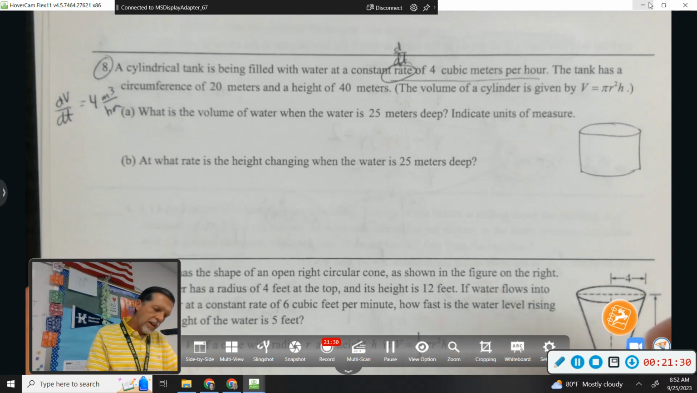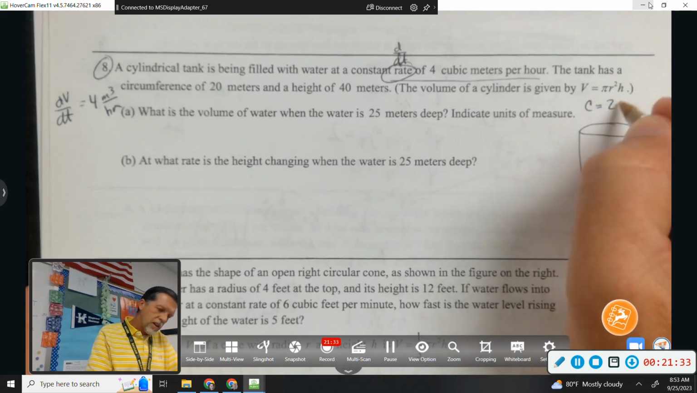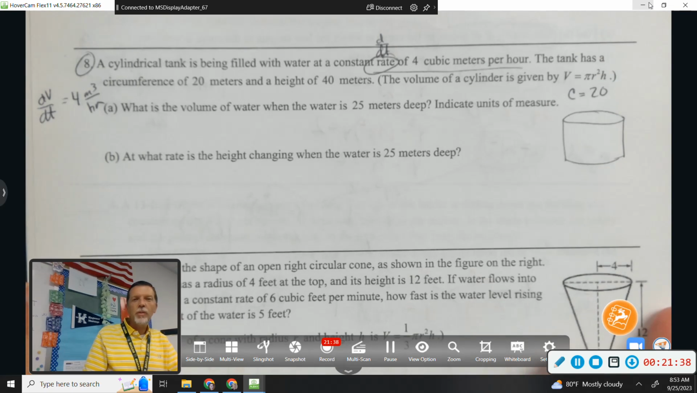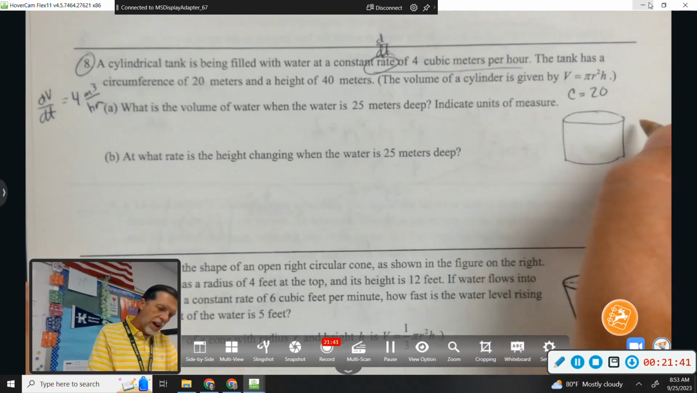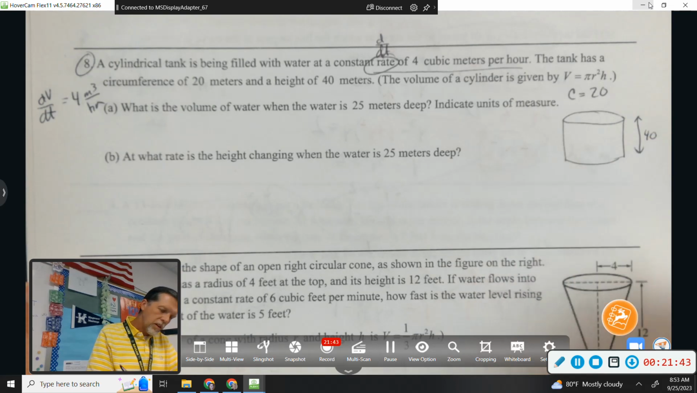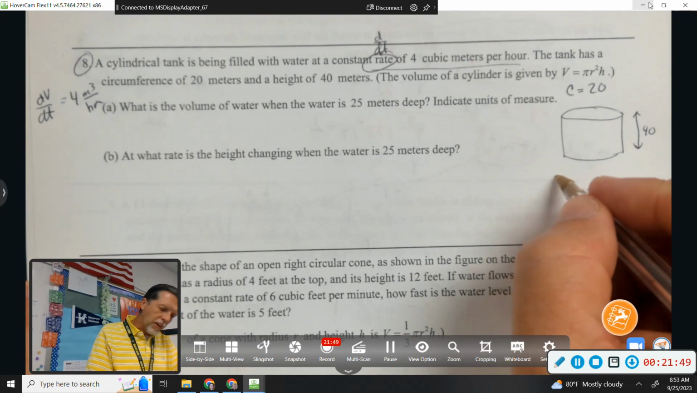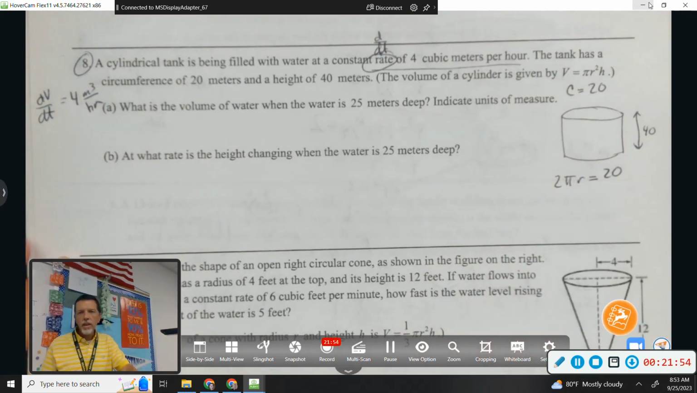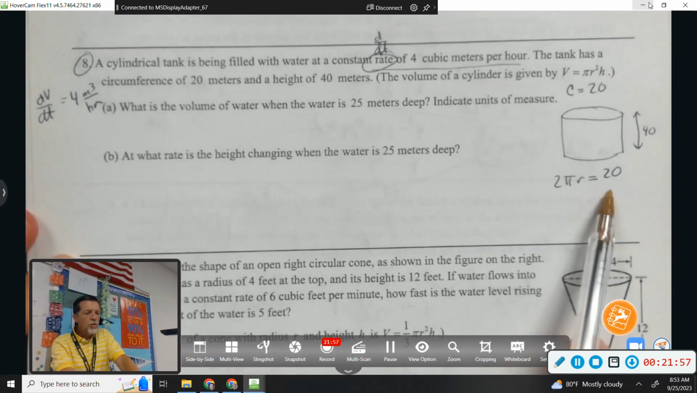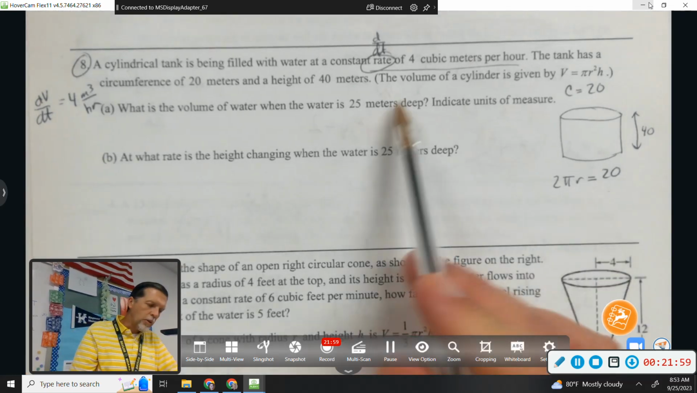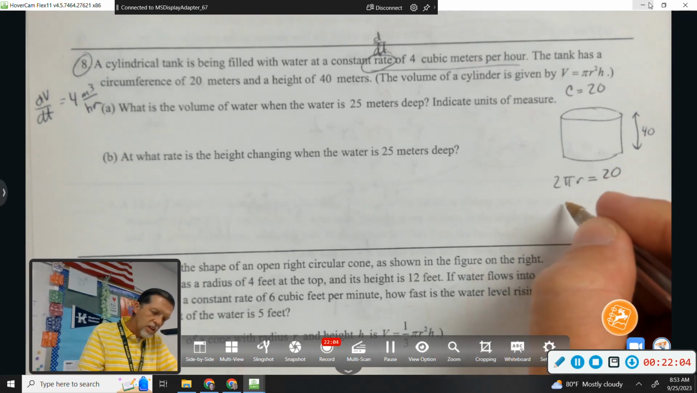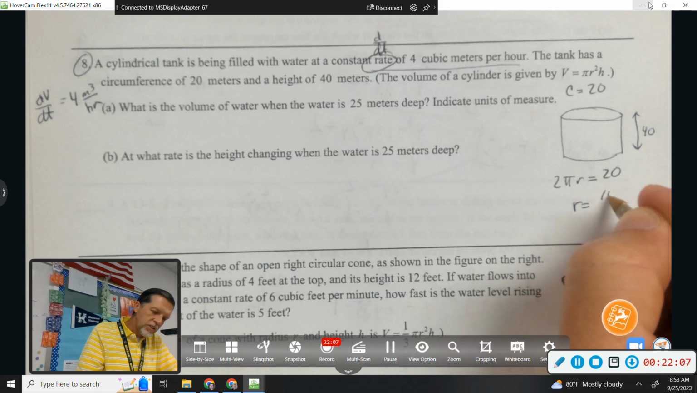The tank has a circumference of 20 meters. Why don't they just tell me what the radius is? But whatever. And a height of 40 meters. Let's go ahead and figure out the radius, because I'm probably going to need that in multiple places. If the circumference is 20, 2 pi r equals 20. Notice we didn't give you that. We expect you to know the circumference of a circle. So r is 10 over pi.